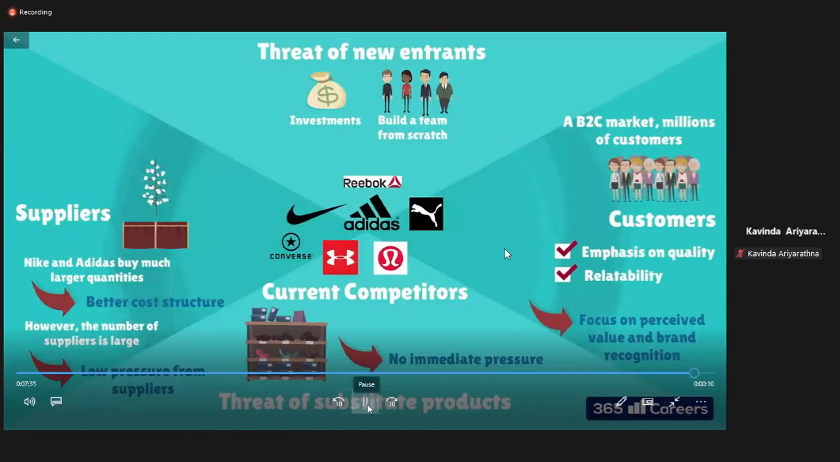We provided a holistic analysis of the sportswear industry. This is how we apply Porter's 5 Forces framework in practice. An awesome exercise, wasn't it?